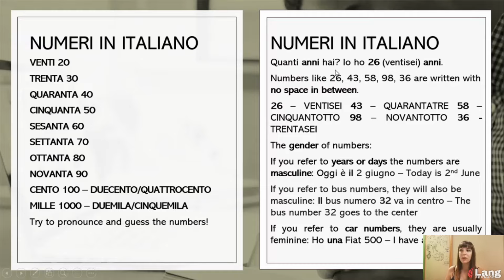In Italian, you don't ask how old are you, but how many years do you own, do you have? So we will use the verb to have. And I answer, io ho 26 anni, as it's written there. And so now the numbers are usually written with no space in between. They are usually attached to each other. Unfortunately, even numbers have genders.